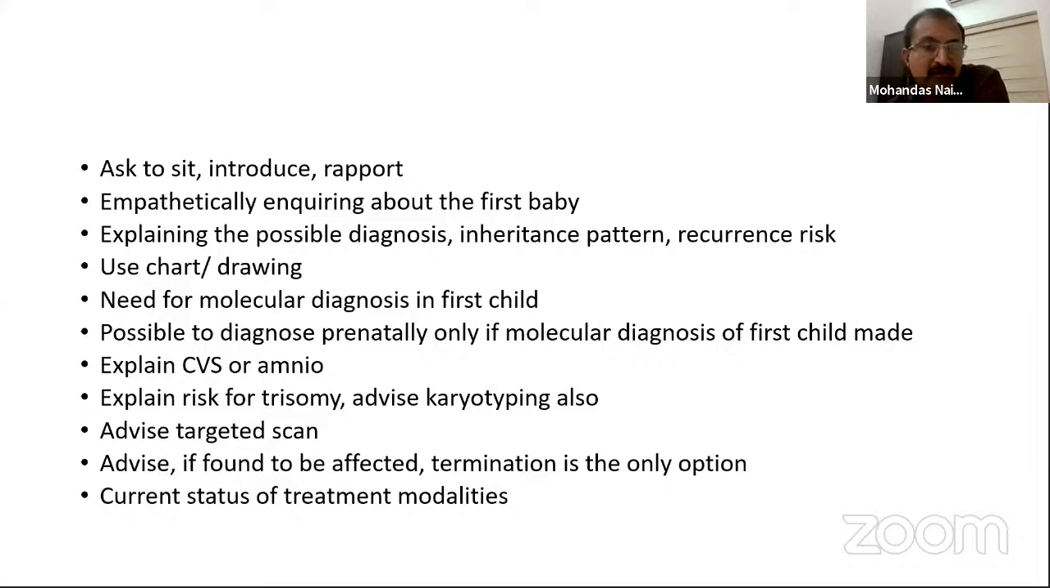Explain what chorionic villus sampling or amniocentesis is. Since she is already 36 years old, you have to explain the risk for trisomy. Advise karyotyping also when you are doing the invasive procedure. Also advise a scan, because of course some other congenital anomaly should not be missed. Advise that if the fetus is found to be affected, termination is an option, and we can also discuss, if it is spinal muscular atrophy, what is the status of treatment as of now.